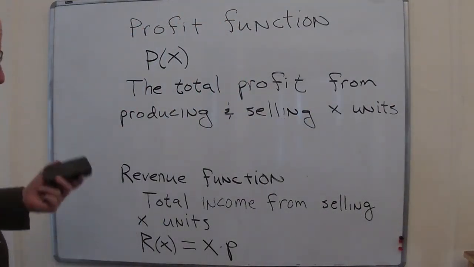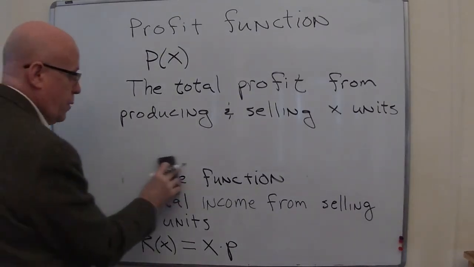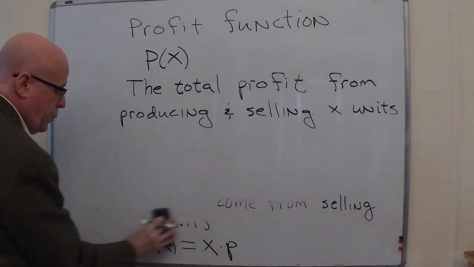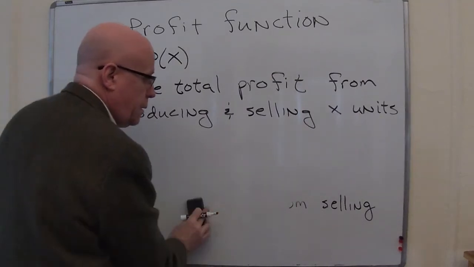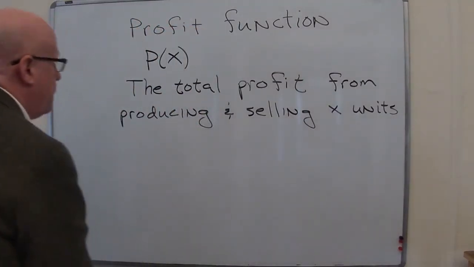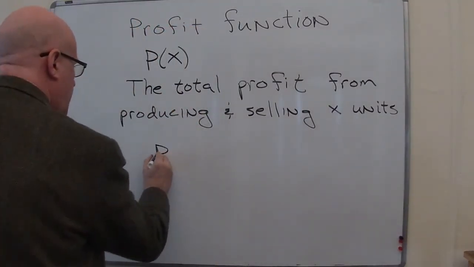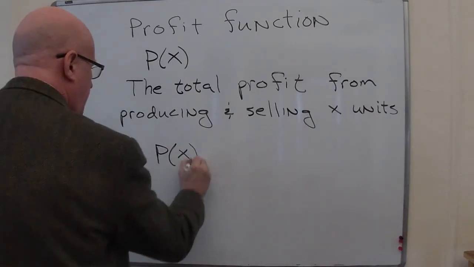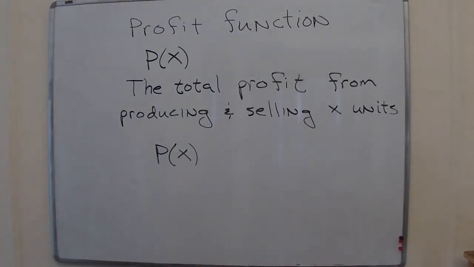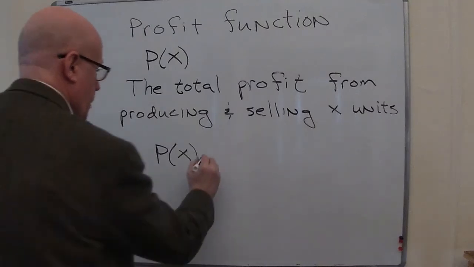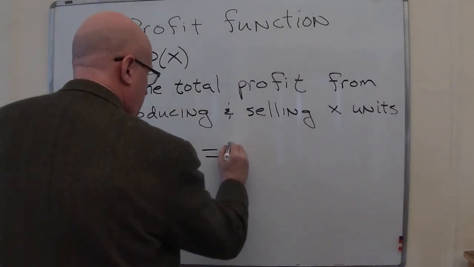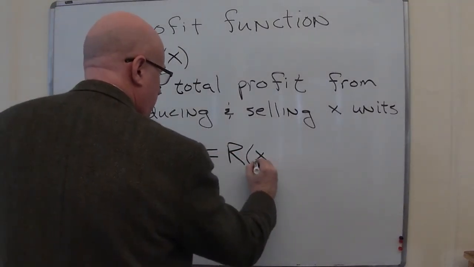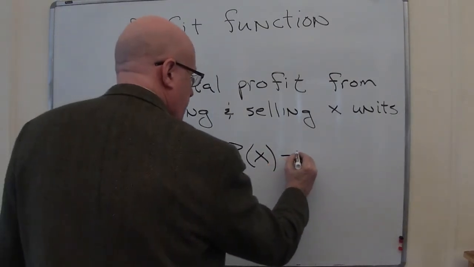And so, actually, that's pretty easy in terms of the algebraic manipulation we're going to do with the C of x and the R of x. You have this relationship. Profit, the amount of money you get to stick in your pocket at the end of the day, is how much money you brought in minus what it cost you to bring that money in. So revenue minus costs.